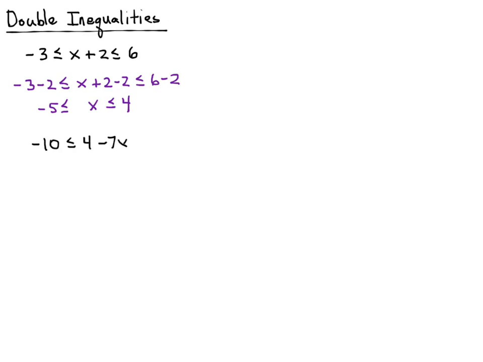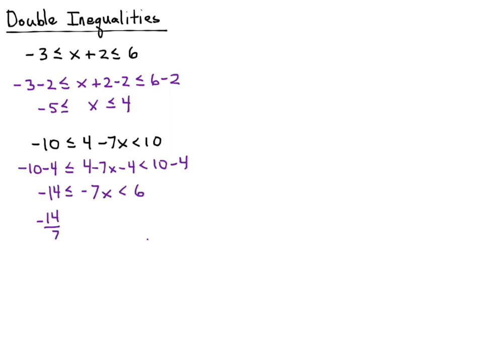So if we look at one that's slightly more complicated, here we have negative 10 is less than or equal to 4 minus 7x is less than 10. So we know that at least it should be possible because we have negative 10 is less than 10. And so first thing we're going to do is probably subtract 4 here. And then simplify that. And so we get negative 14 is less than or equal to negative 7x, which is less than 6.